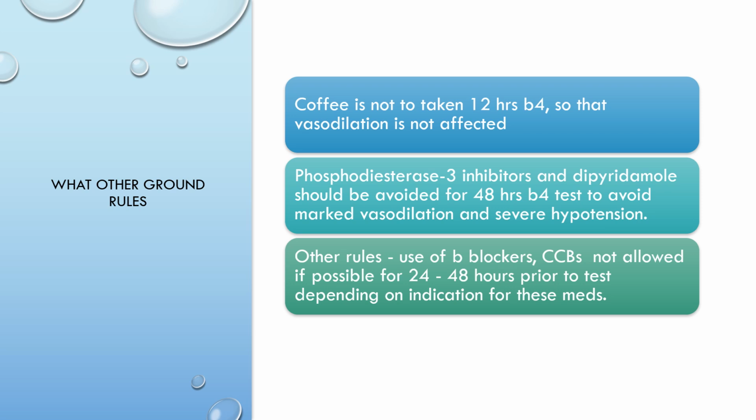All right, what are the other ground rules here? Coffee shouldn't be taken 12 hours before so that vasodilatation is not affected. Phosphodiesterase 3 inhibitors like milrinone, etc., and dipyridamole should be avoided for about 48 hours if possible before the test to avoid marked vasodilatation and severe hypotension. Use of beta blockers and calcium channel blockers is not allowed if possible for 24 to 48 hours prior to the test, depending on the indication for these medications anyway.